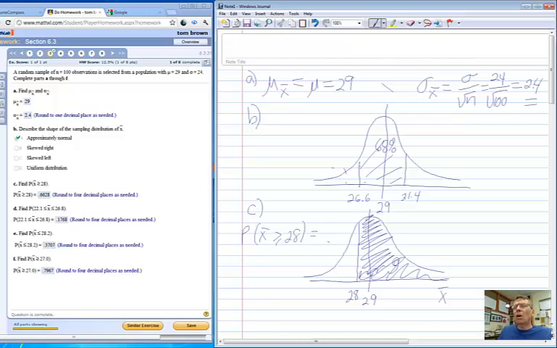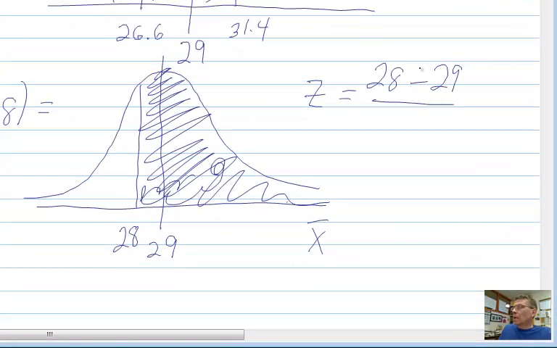Now, if you look at this, it's hard to figure out how much area is underneath the curve or is shaded. So what we want to do is convert this problem to a problem that involves a z-value. We want to convert the x bar value to a z-value. We can do that using what's called the z-score. So we want to calculate the z-score for 28. We do that simply by using this formula. We take the value that I'm interested in, which in this case is 28, subtract the mean, which is 29, and divide by the standard deviation, which is 2.4.